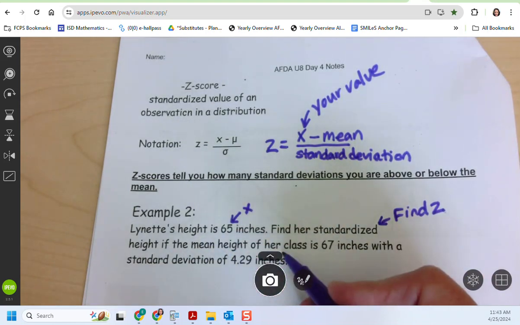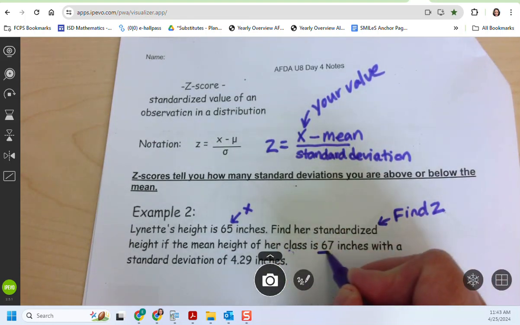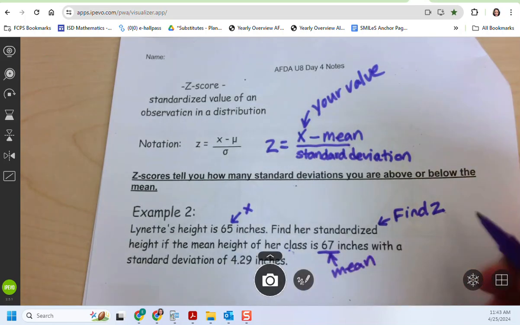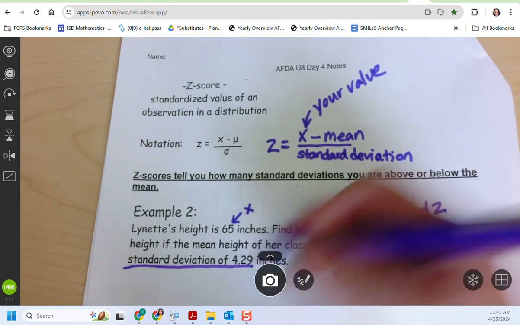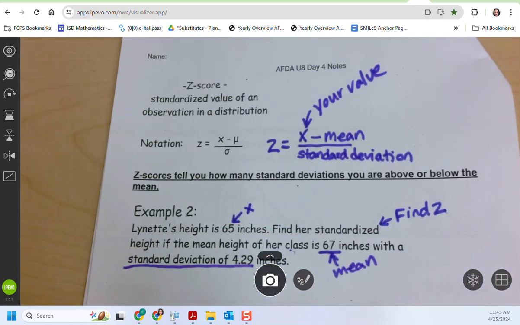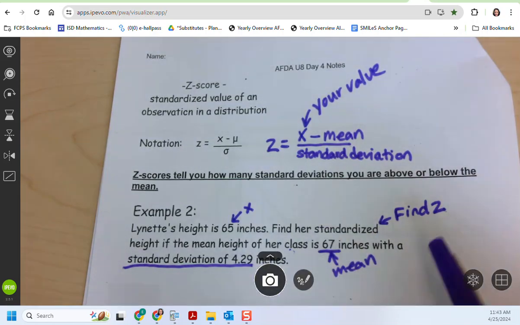If the mean height of the class is 67, that's your mean, with a standard deviation of 4.29. So we know x, we know the mean, and we know the standard deviation, and we're going to find z.